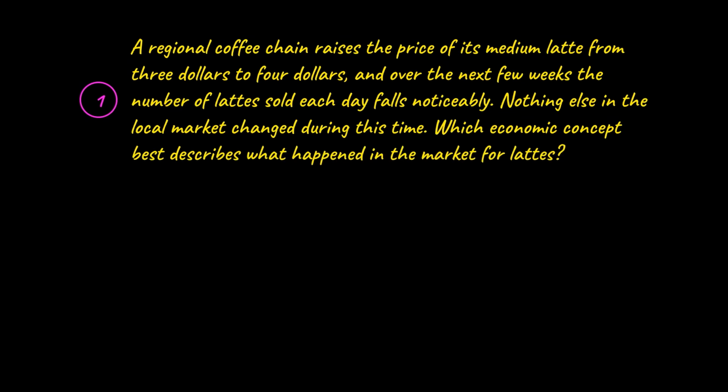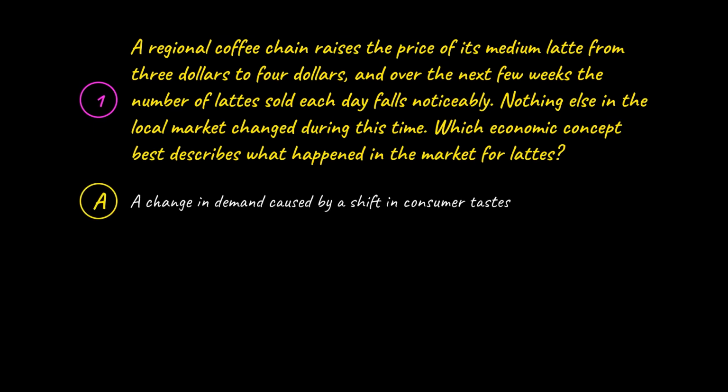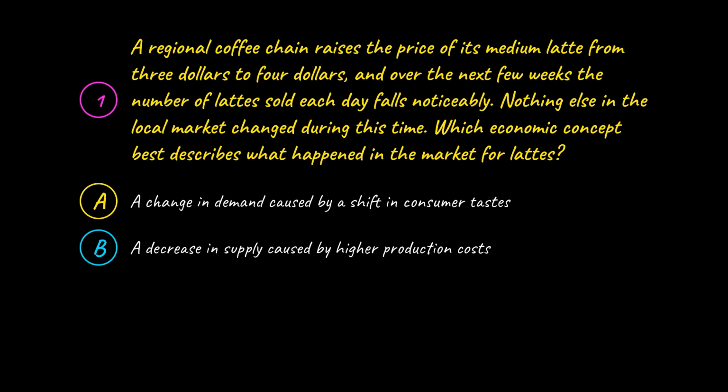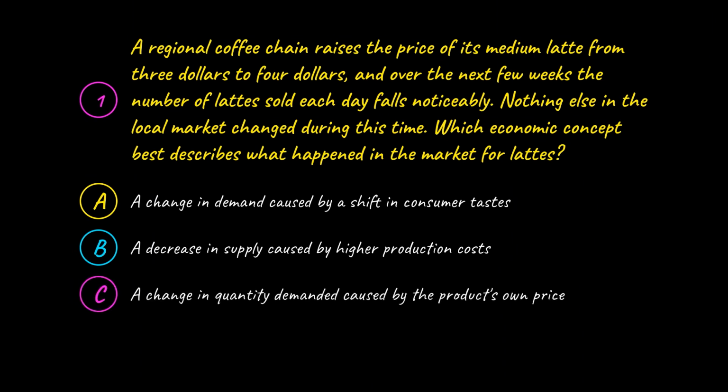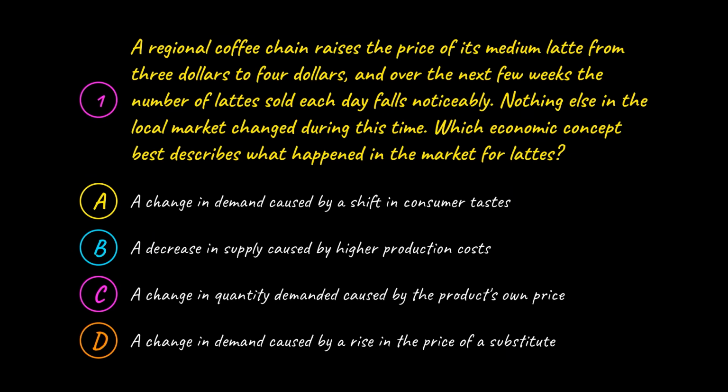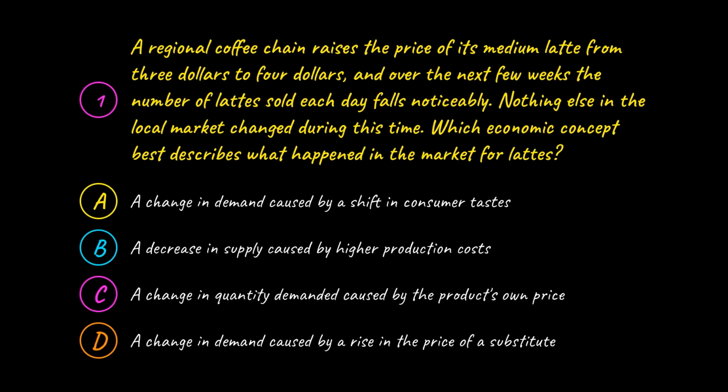Your options are: A. A change in demand caused by a shift in consumer tastes. B. A decrease in supply caused by higher production costs. C. A change in quantity demanded caused by the product's own price. D. A change in demand caused by a rise in the price of a substitute. Which one is it? Pause the video if you need more time.